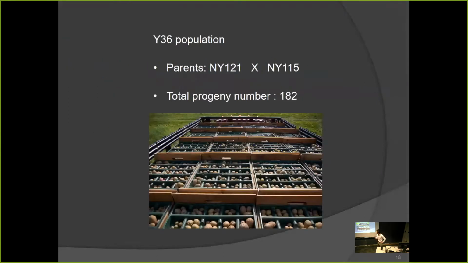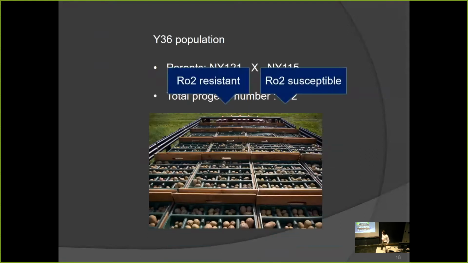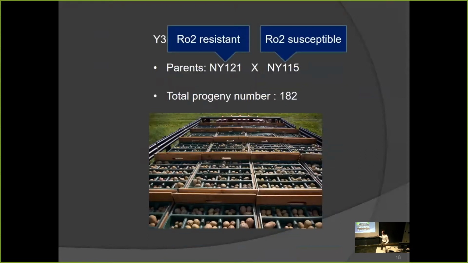For this research project, I prepared the Y36 population, which came from the cross between NI121 and NI115. These two parents are autotetraploid potatoes, and both of them are heterozygous. NI121 is R2 resistant, and NI115 is R2 susceptible. For QTL mapping, I used 182 progeny.